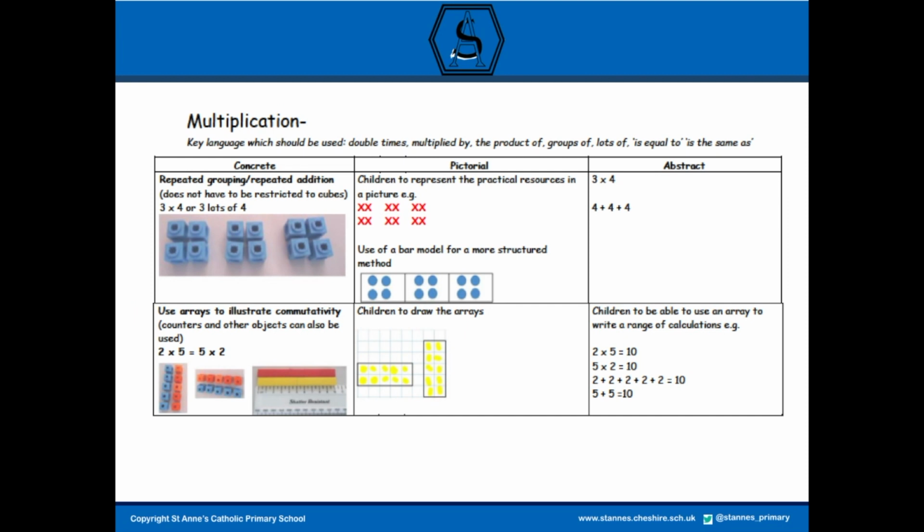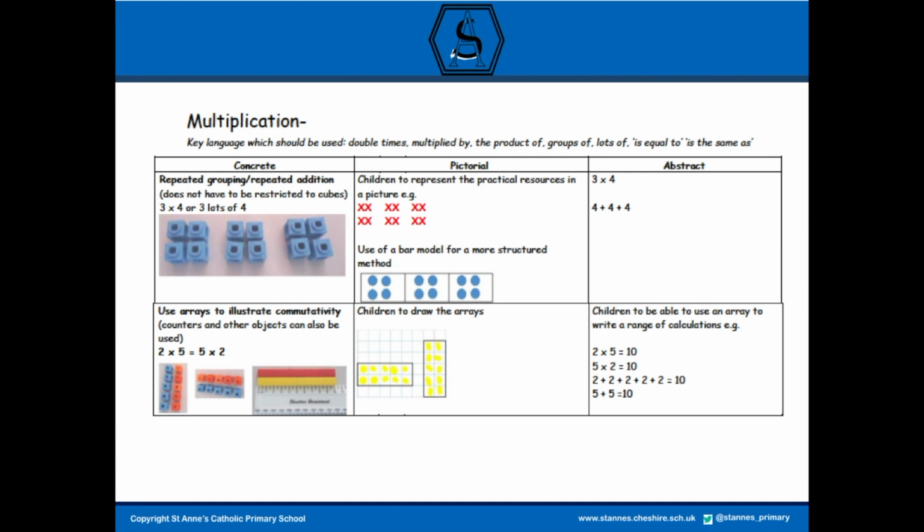Now the first number in a multiplication is always how many groups there are, and the second number is how many are in a group. So we've got 3 lots of 4 here. 4 plus 4 plus 4. Now this is represented using multi-link in this example, and then it moves on to showing it in pictures using X's or using the bar model using dots. And then we go on to the abstract, which is 3 times 4 or 4 plus 4 plus 4.